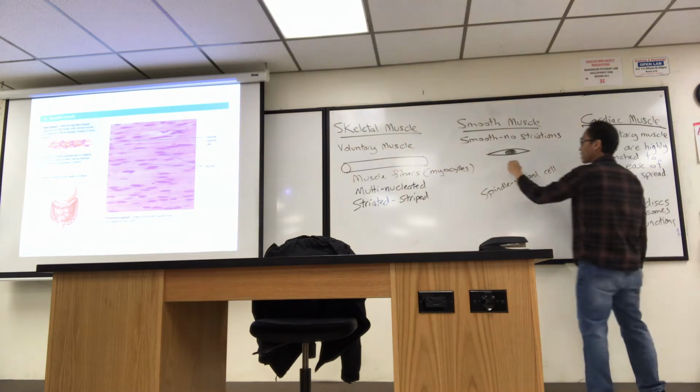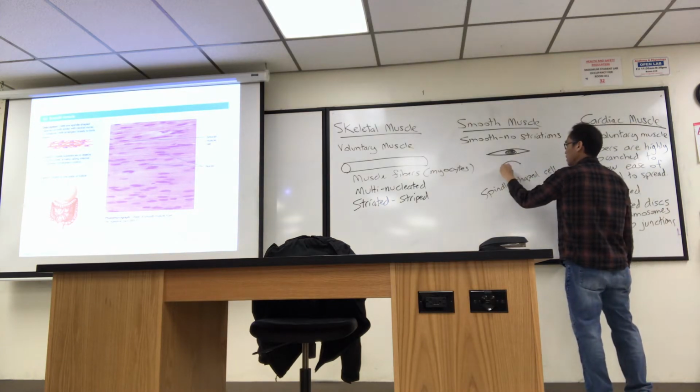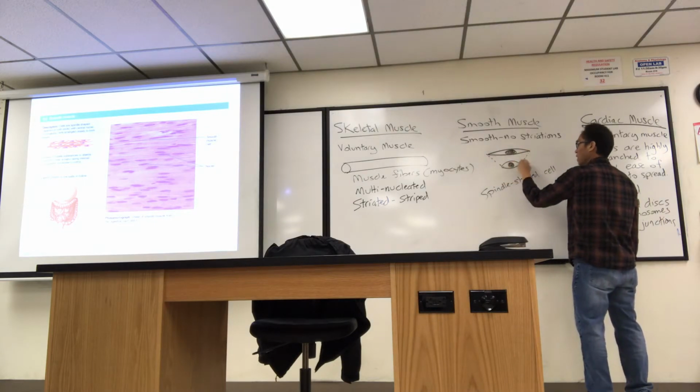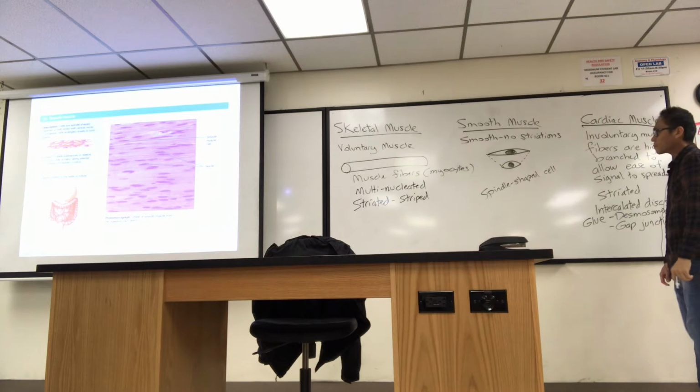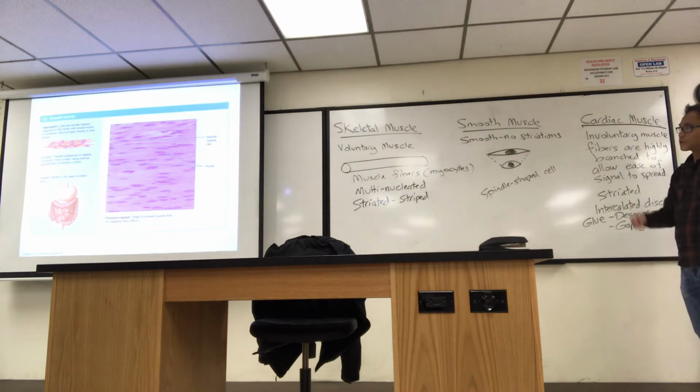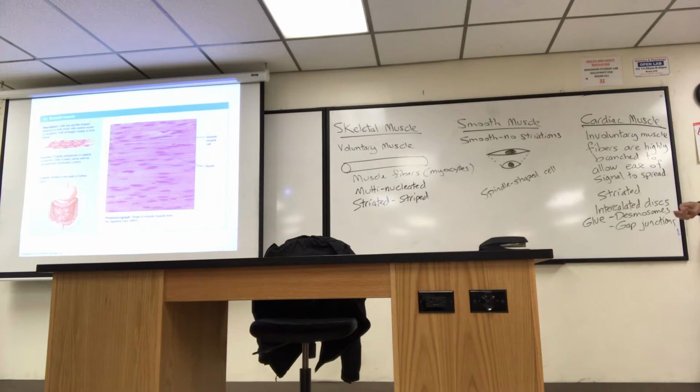So when it contracts, it just kind of shortens that way. Now if you look at the picture, smooth muscle, when the tissue grows, they stack on top of one another. So there are many layers of smooth muscle cells that we typically see in different structures.